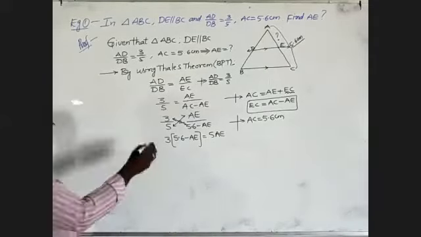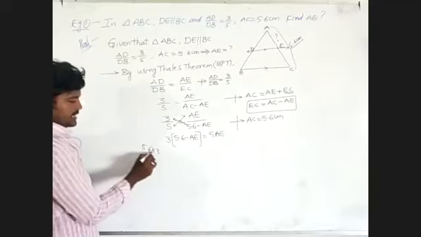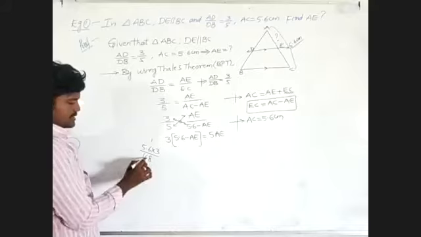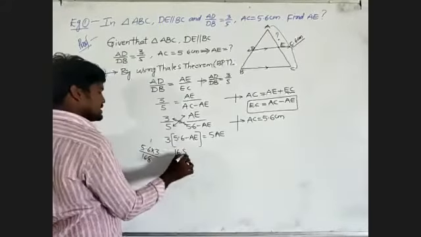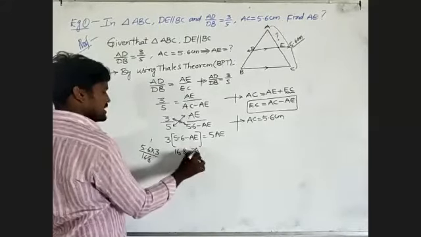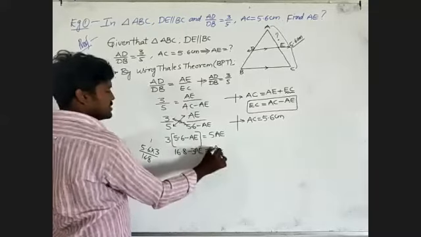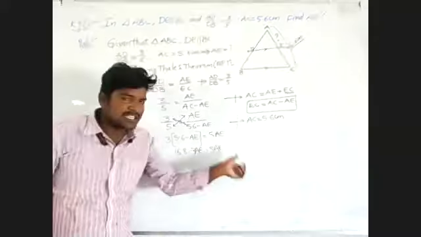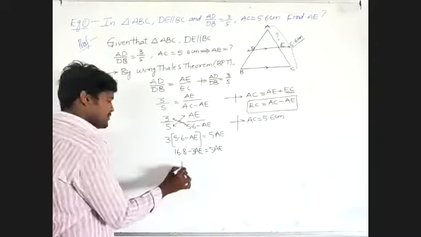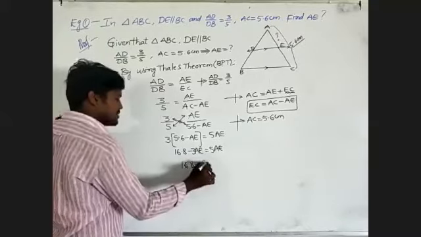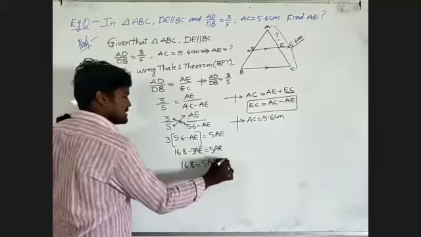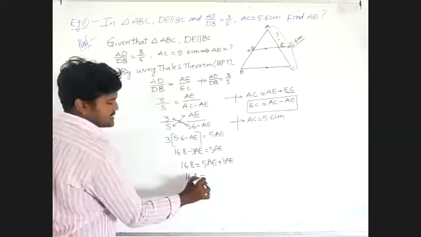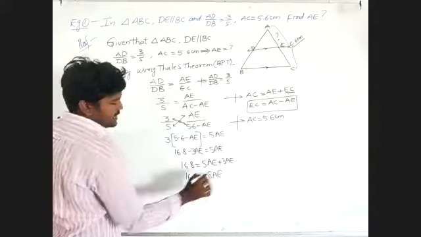We have to multiply this one, 5.6 into 3: 3 6 18, again 3 5 15, 15 plus 1 must be 16. That will be written as 16.8 minus 3 into AE, that will become 3 AE is equal to 5 AE. After that, minus 3 AE will become this side, minus becomes plus, that will be written as 16.8 is equal to 5 AE plus 3 AE. That means 5 AE plus 3 AE is equal to 8 AE. 16.8 is equal to 8 AE.